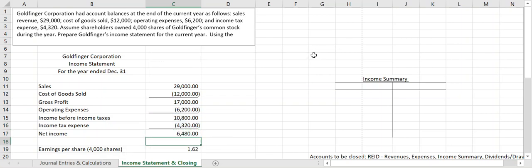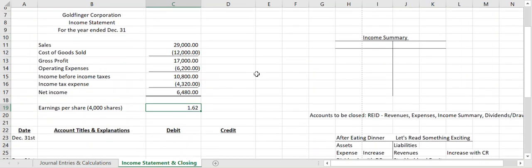So that tells us at the end of our fiscal year, we have net income of $6,480. We have earnings per share of $1.62. Again, how we calculate that is we take our net income in total, in this case, $6,480, and we divide it by how many shares of common stock have been outstanding during the period. So 4,000 shares. So $6,480 in net income divided by 4,000 shares of common stock outstanding gets us our earnings per share calculation of $1.62.